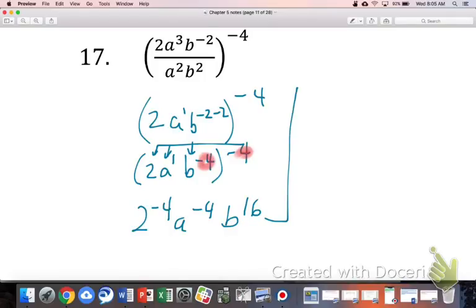So with this one, I look at my fraction and I see that the first base is 2 to the negative 4th. That's a negative exponent, right? So it needs to drop down. So 2 to the 4th in the denominator. The a, same thing, right? It's got a negative exponent, so it has to drop down. So it's a to the 4th down there. The b has a positive exponent, so it stays exactly where it is. Final step would be to realize that 2 to the 4th is 16.